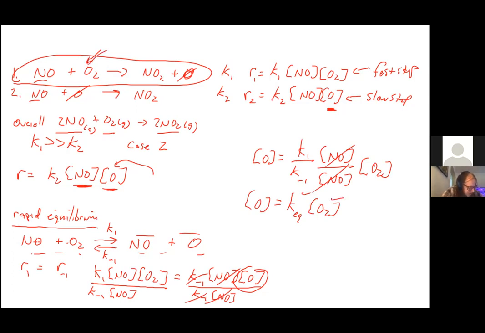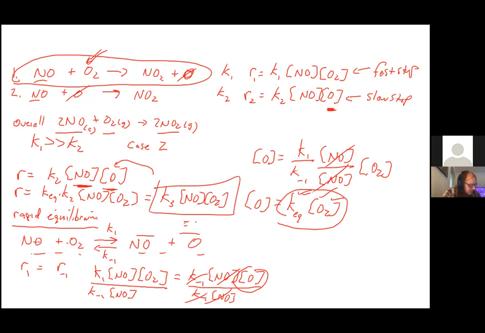So I can substitute this into our rate determining step. It's going to be K equilibrium times K2 times NO times O2. Okay, so I just substituted in these two right there. Now KEQ times K2 is just a new K, so I'll call it K3. You can just make up any subscript you want, times NO times O2. So there's your experimental rate law. So see, it's a little bit more complicated, right?